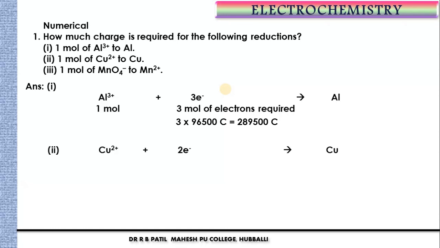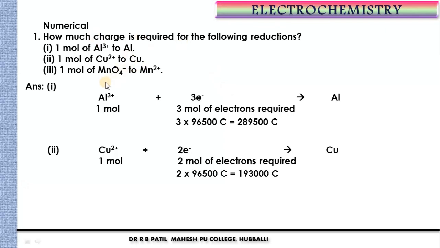Second one, Cu2+ ion requires 2 electrons to convert to Cu. 1 mole of Cu2+ requires 2 moles of electrons to convert to 1 mole of Cu. So 2 moles of electrons means, students, it should be multiplied by which one? 96,500 coulombs should be multiplied by 2. If I do that, then I get 1,93,000 coulombs. That is the answer.